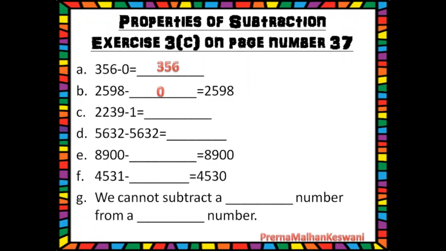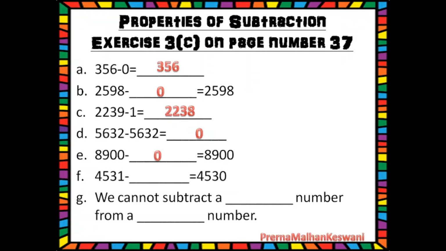C part. 2239 minus 1. You remember the predecessor property, children? The answer will be 2238, the previous number or the predecessor. Now let's go to D part. 5632 minus the same number, 5632 will give you 0 as the answer, the number subtracted from itself, that property.